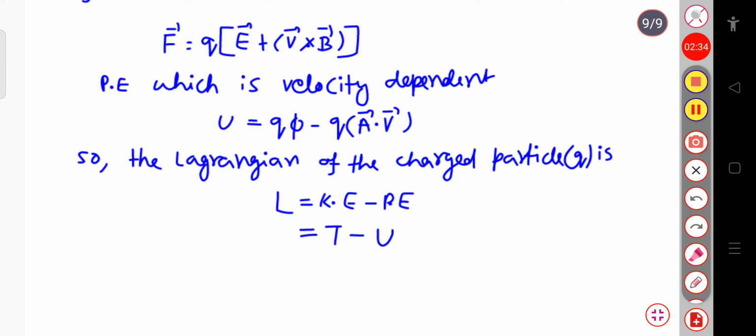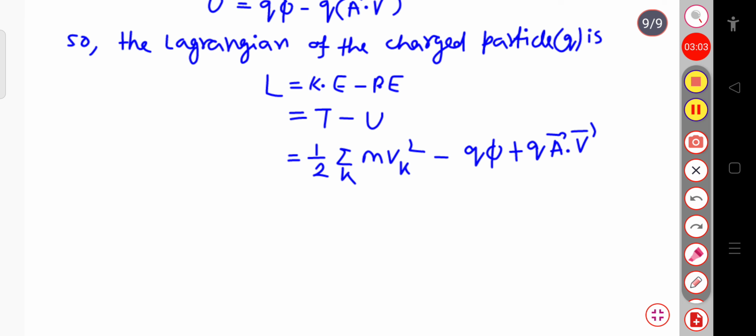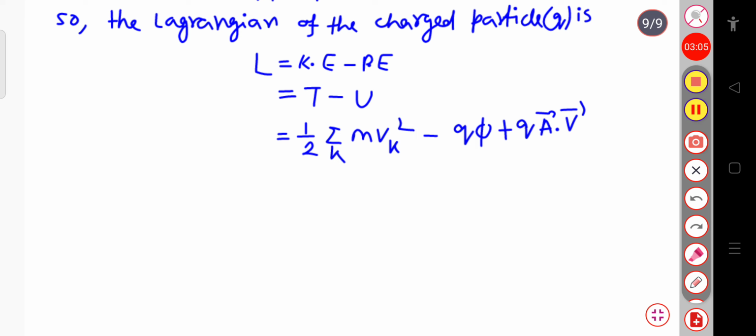So this can be written as equal to the kinetic energy, which we know is half into sum over k of m Vk square, minus the potential energy, that is minus Q phi, and minus becomes plus Q into A dot V. So this is the Lagrangian of the system. Now from this we can calculate the Hamiltonian of the system.